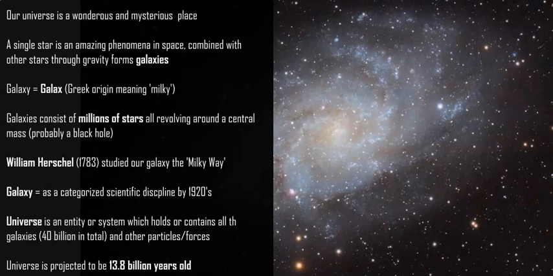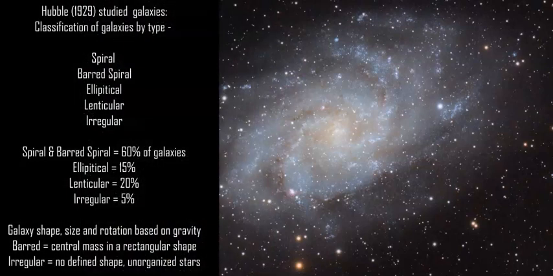But we know that it's around 13.8 billion years old, and the galaxies that we're looking at through Hubble, Edwin Hubble, were mostly spiral. So about 60% of the galaxies are spiral, which includes regular spiral and barred spiral. And the level of closeness of each of the spiral arms is dictated by the A, B, and C. A being nice and close spiral arms, and C being further away and spread out, again based on gravity. Then we have 20% which is lenticular, which looks like the lens of an eye, 15% elliptical, and 5% irregular. So these are the types of galaxies that we've observed through telescopes, through the Hubble telescope and through land-based telescopes.